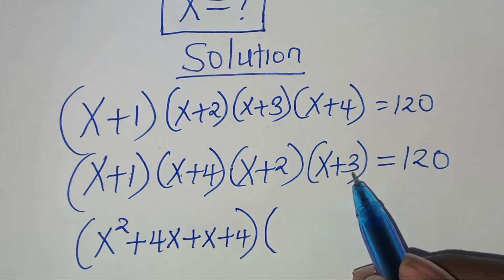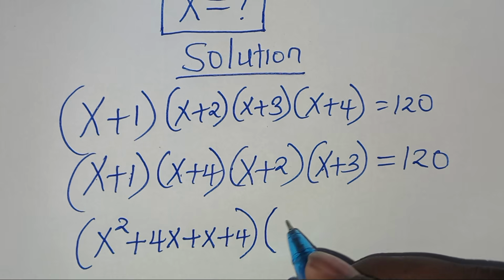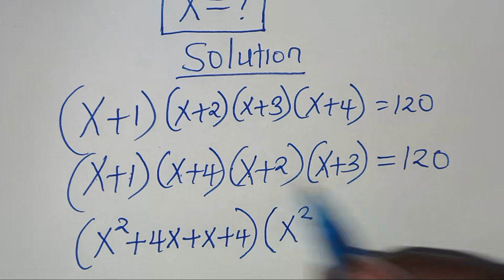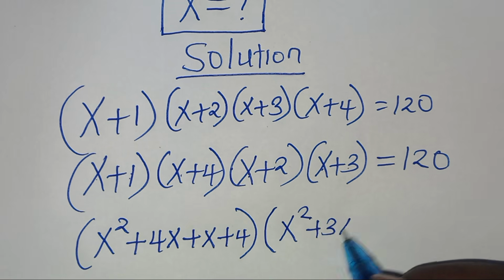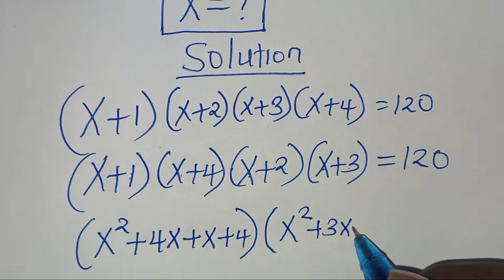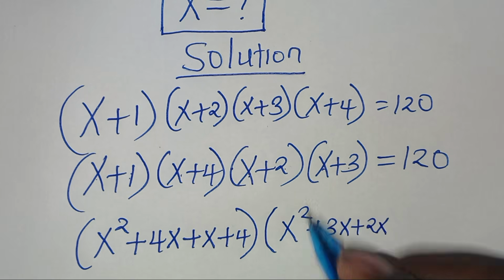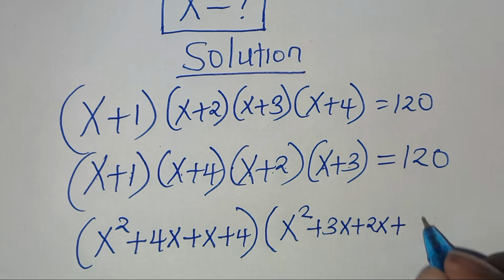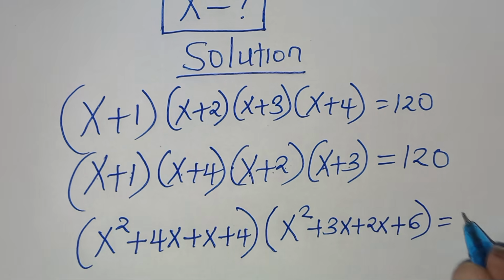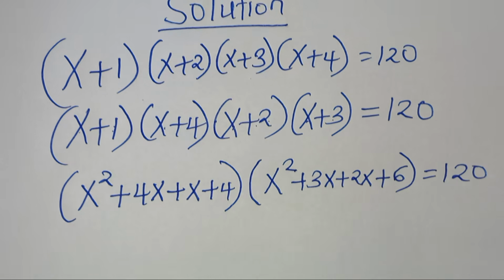Then let's multiply this. x times x is x to the power of 2. x times 3, this is plus 3x. Then 2 times x, this is plus 2x. Then 2 times 3, this is plus 6. Then this is equal to 120.